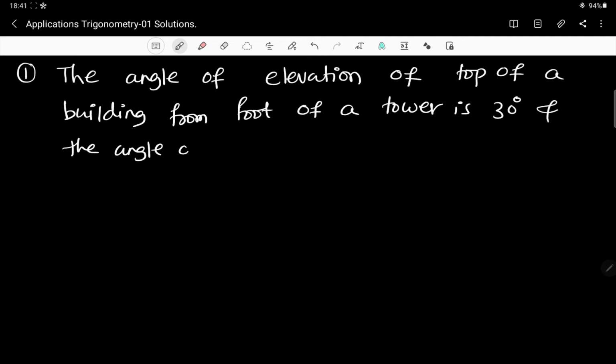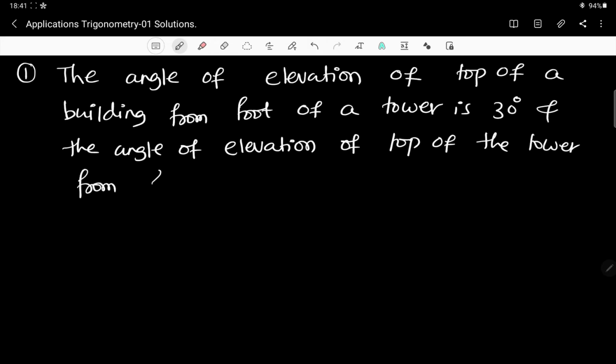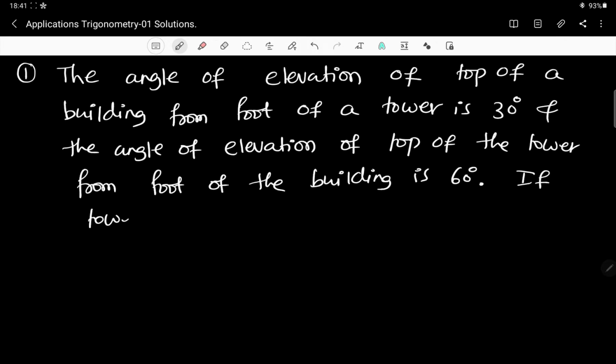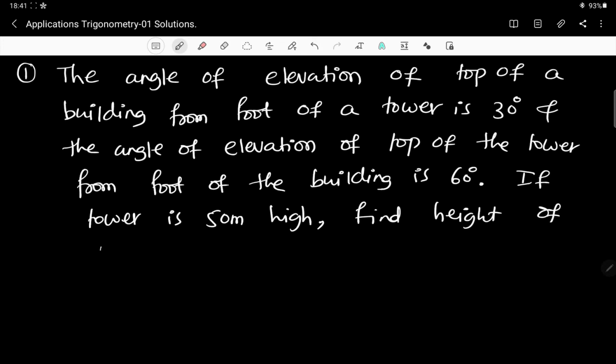And the angle of elevation of top of the tower from foot of the building is 60 degree. If tower is 50-meter high, find height of the building.